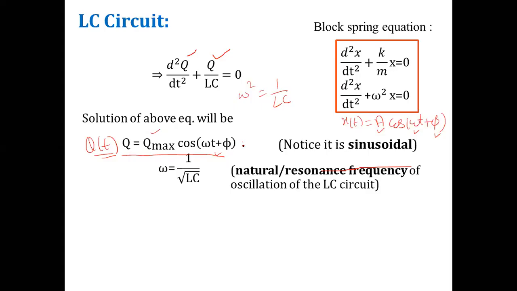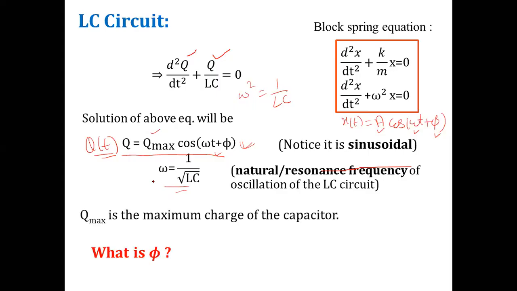Simply take this value of Q, plug it into this expression over here, and you will see that you can prove that your omega square is equal to 1 over LC. This omega is called the natural or resonance frequency of the LC circuit. This means that this represents the frequency with which your charge and current are going to oscillate in the circuit. Now, Q max represents the maximum charge of the capacitor.